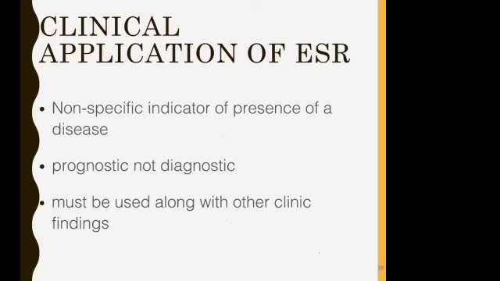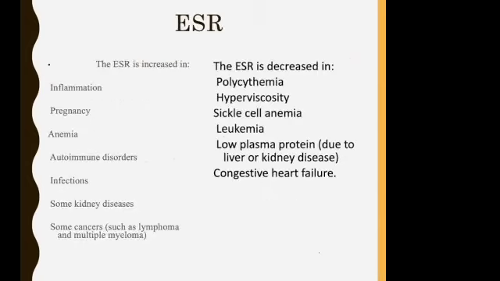So what are the clinical applications of ESR? It's non-specific. It's just prognostic. It doesn't really help you with any diagnosis, and you have to have everything else with an ESR. It really doesn't have much added value, I'm going to be honest. So here it tells you what causes an increase in ESR: inflammation, pregnancy, anemia, autoimmune disorders, infections, any kidney disease, some cancers. It would be decreased in polycythemia. Now, this is what I want you to remember, where the ESR would be decreased, not why it would be increased.